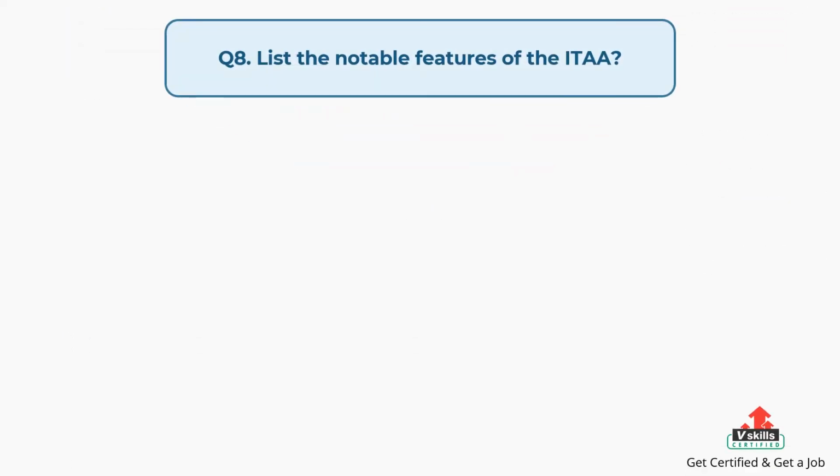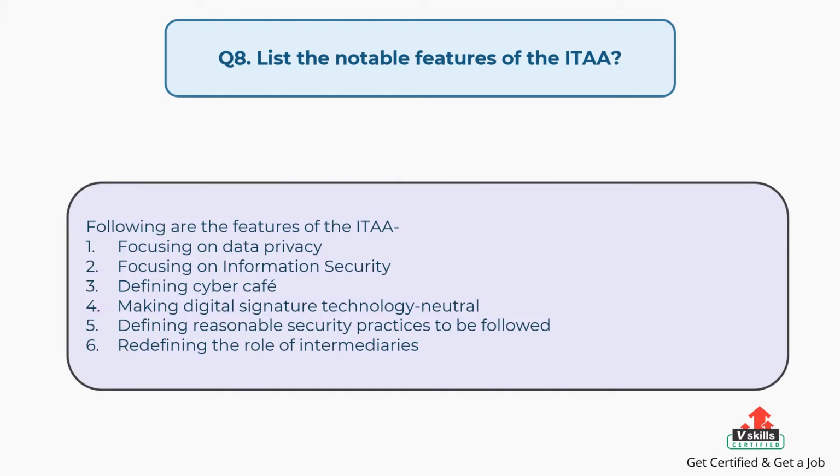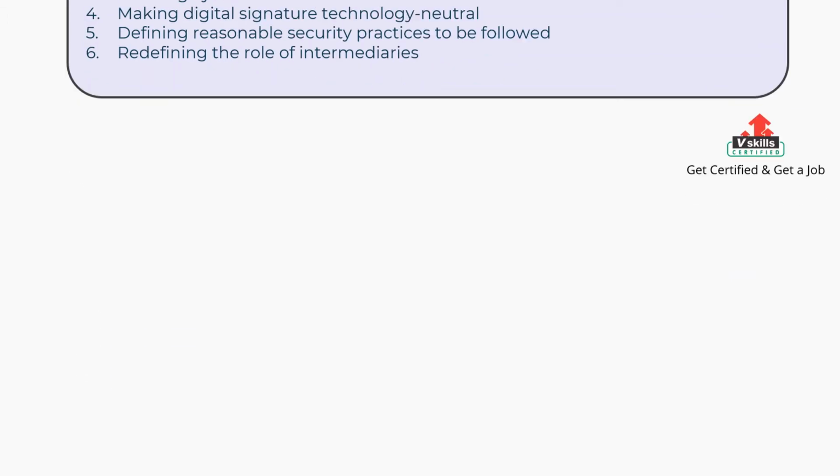Question number 8. List the notable features of the IT Amendment Act. The answer is, following are the features of the IT Amendment Act. Focusing on data privacy. Focusing on information security. Defining cybercafe. Making digital signature technology neutral. Defining reasonable security practices to be followed. Redefining the role of intermediaries.